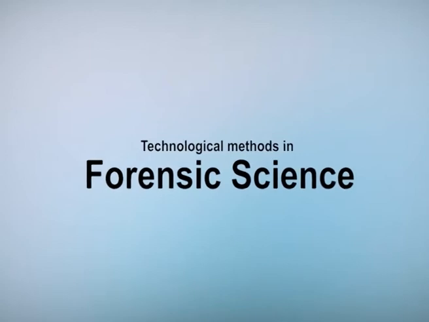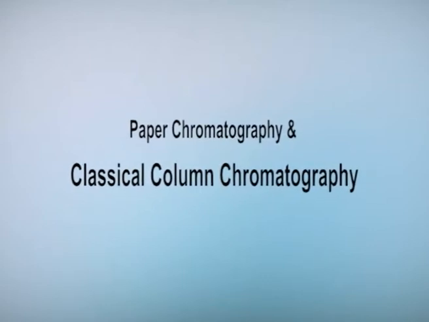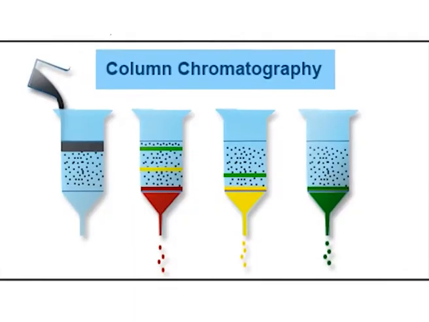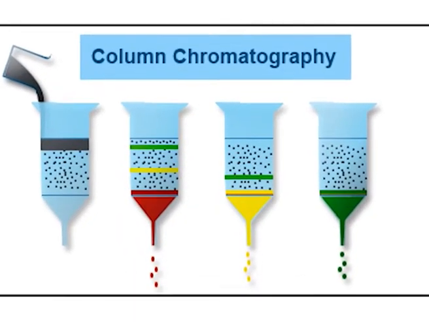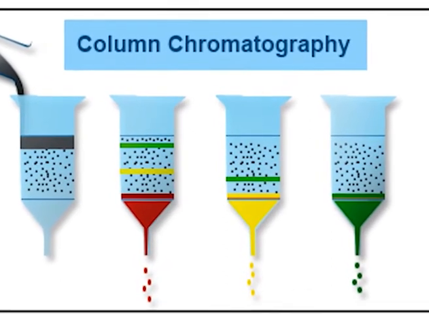On an important unit of the paper Technological Methods in Forensic Sciences, that is paper chromatography and classical column chromatography. Today, in this lecture, you will be learning about paper chromatography, its types and applications. You will also be acquainted with the classical column chromatography, principle of elution and classification of column chromatography. In this lecture, you will also get to know about the process of elution, the chromatogram and the measures of column efficiency.